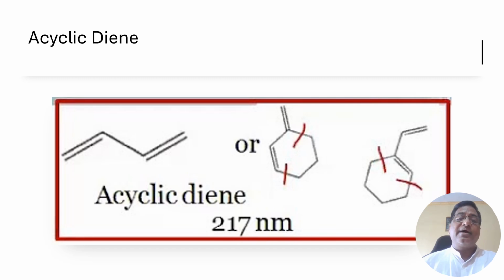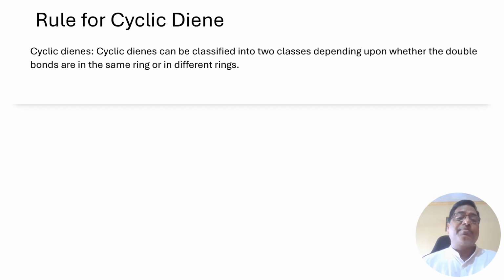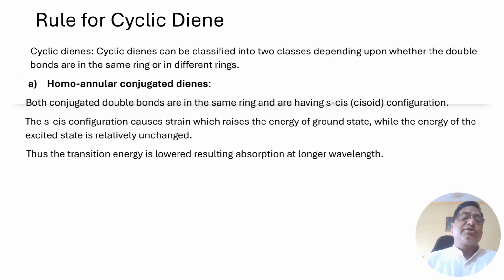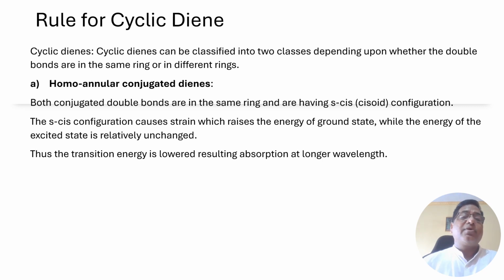This is a cyclic compound, but there is a double bond present outside the ring. So this is also a cyclic diene because both double bonds are conjugated, but they are present in both the ring as well as the open. For the cyclic dienes, for our syllabus, we have the homoannular diene and heteroannular diene. What is the meaning of homoannular diene? It means that if both the conjugated double bonds are present in the same ring, they are called homoannular diene.